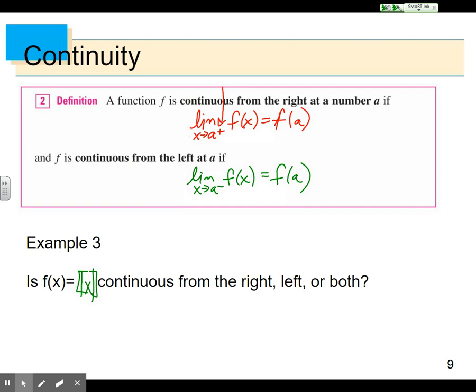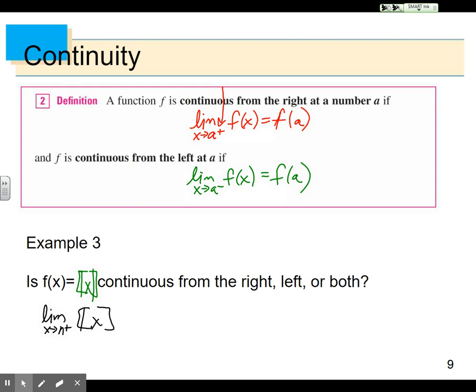Is it continuous from the right, the left, or from both sides? And so to do this, I just need to set up a one-sided limit. All right, I'm just going to do the right side first. I don't know why I do the right side first. It just kind of makes sense to me to do that.